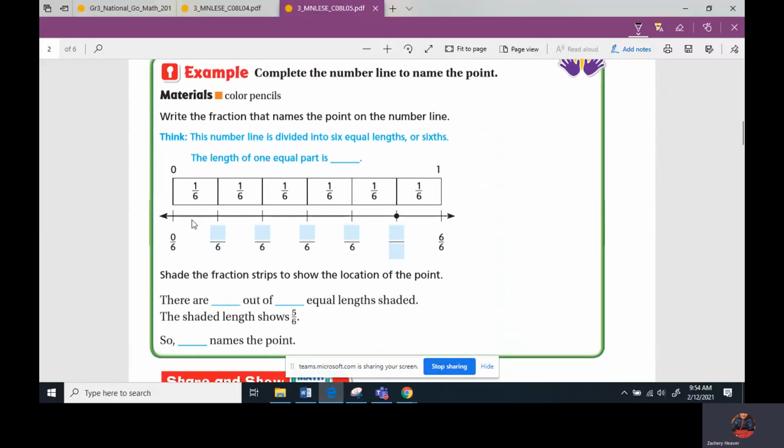So we're looking at 6. We know we're starting at 0, and we know 6/6 is going to give us 1, because 6/6 equals 1. So right here we go through 1/6, 2/6, 3/6, 4/6, 5/6 to 1. Real simple.